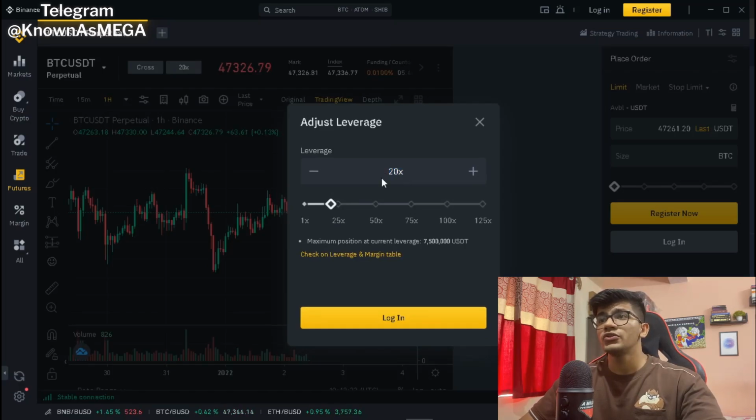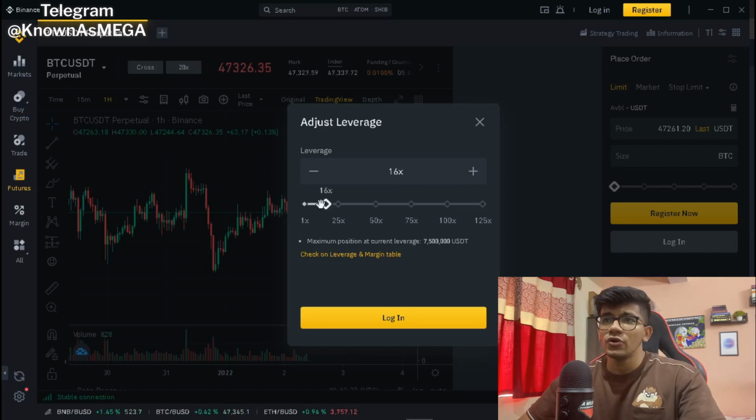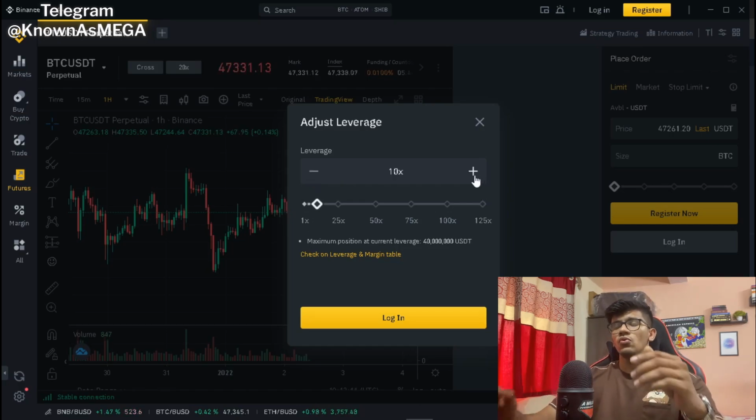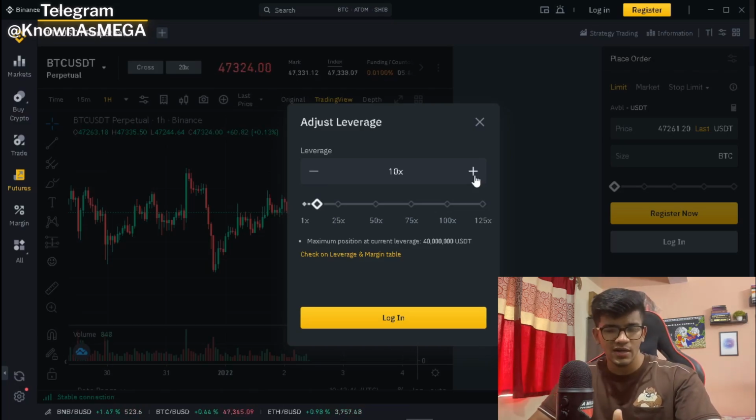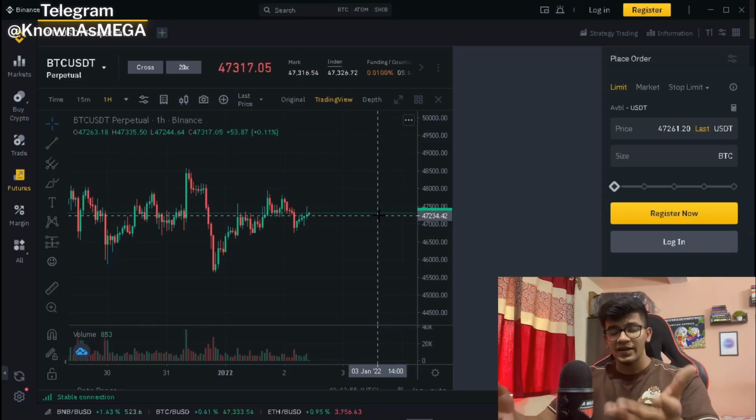Now, how much leverage should you take? I'm going to teach you the right way to take leverage. First of all, your leverage should never go more than 10x. Your leverage should never, ever go more than 10x, no matter how much you are trading, no matter how good you are at the markets, because taking more than 10x leverage just doesn't make any sense. I'll tell you the right way to use leverage.